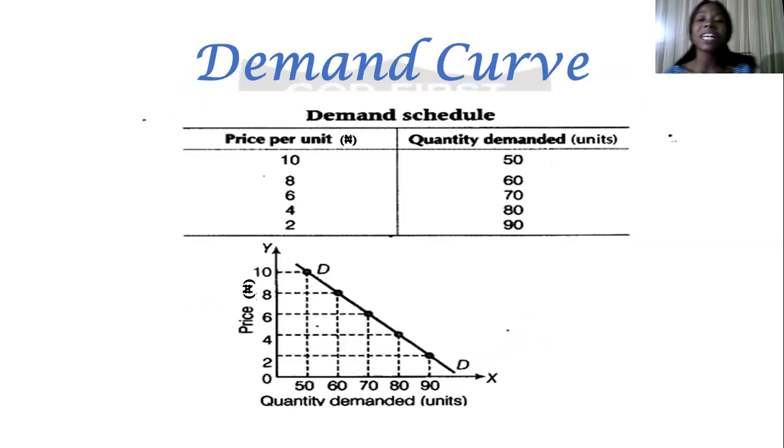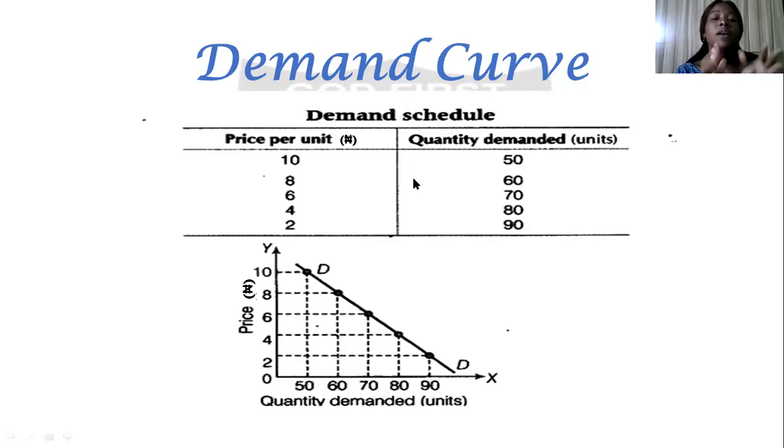Next, we look at the demand curve. Now, a demand curve is the graphical representation of demand. That is, it shows the graphical representation of a demand schedule. A demand schedule is a table showing the relationship between price and quantity of a commodity demanded. Take a look at this example we have here. This is a demand schedule.